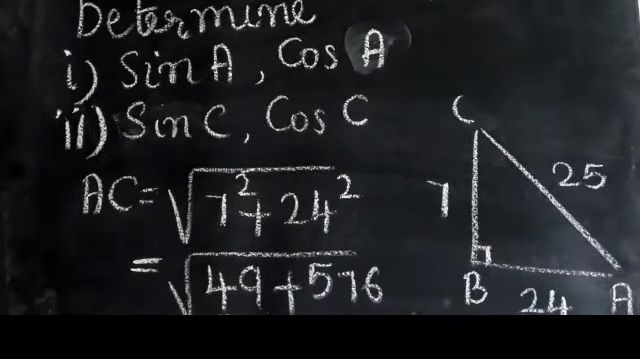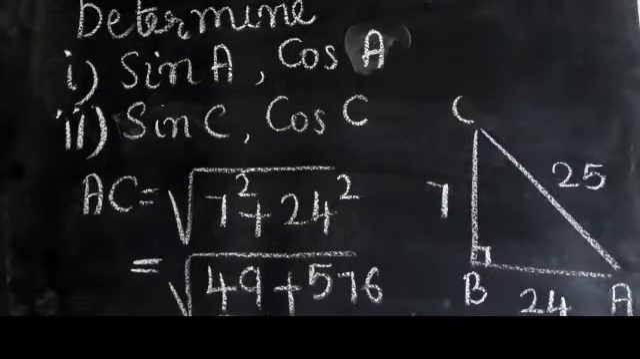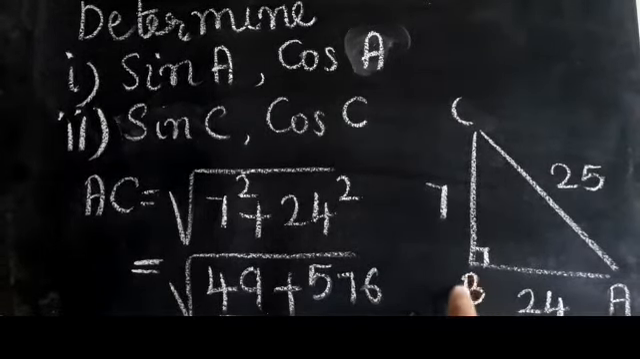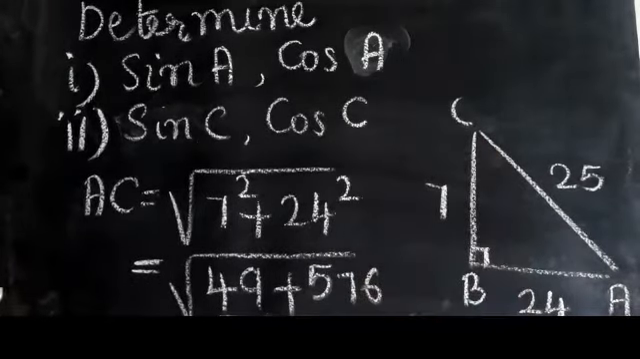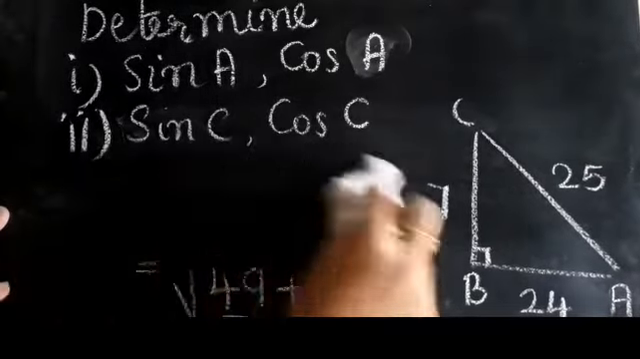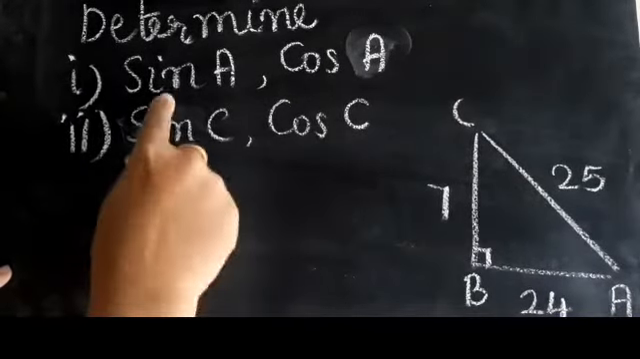So that is the first step. Find out the third side using Pythagoras theorem. Okay. Now we have all the three sides. What is that? AB is 24, BC is 7 and the third side AC is 25. And after that we can move to the first question. What is our first question? Sin A.